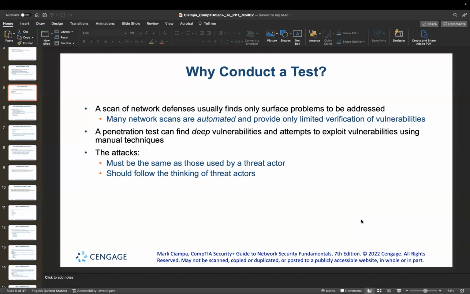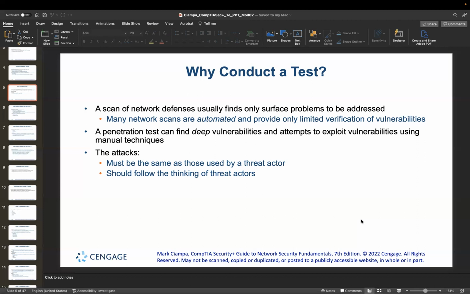So the attacks must be the same as those used by a threat actor, right? Considering, okay, what is possible out there? What people can do. If someone with the knowledge of scripting, network, PowerShell, Linux commands, and all that is out there, what they can actually do, right? They should follow the thinking pattern of the threat actors. So this is the gray area that you actually can think about.